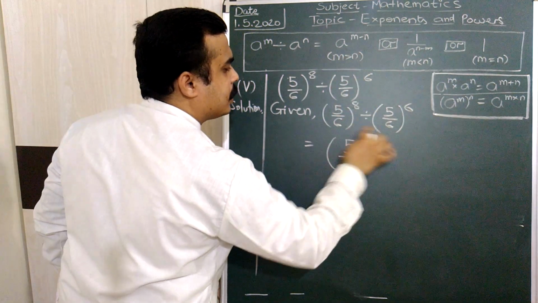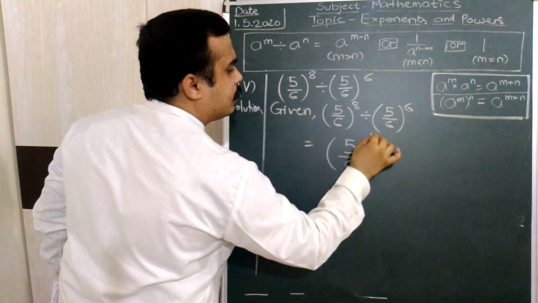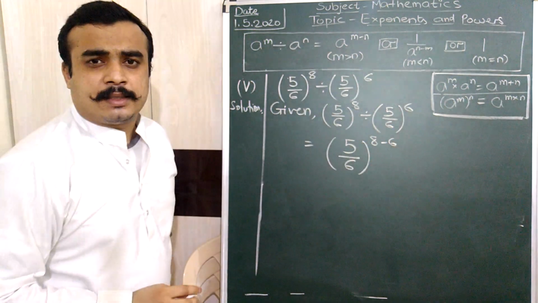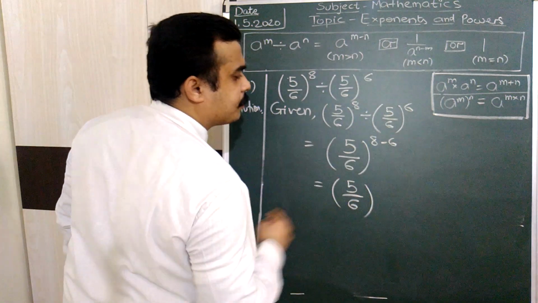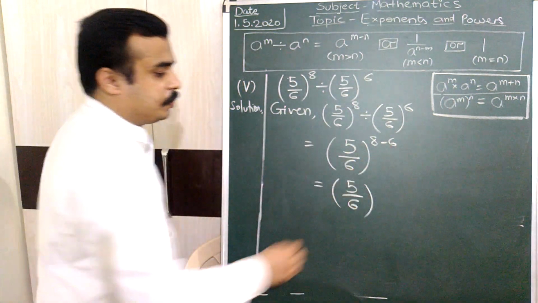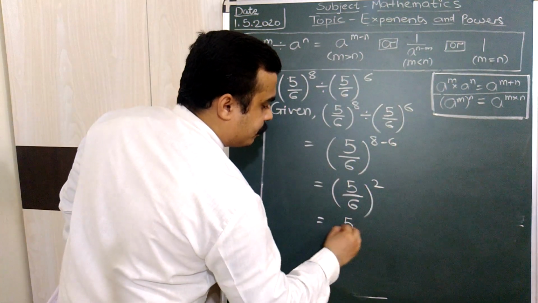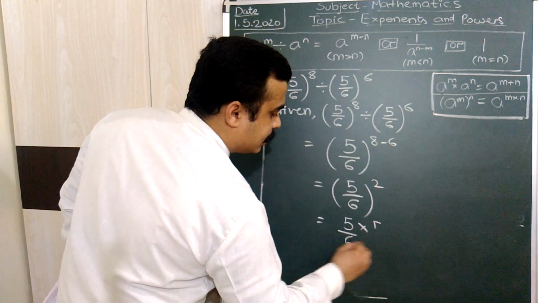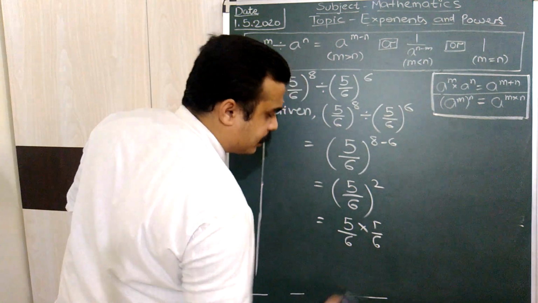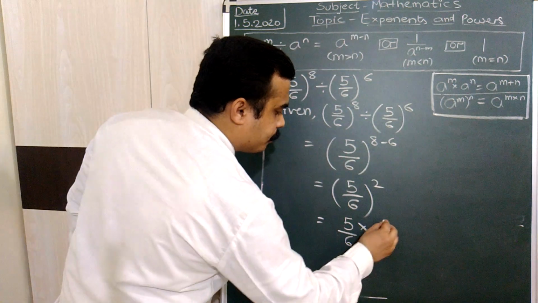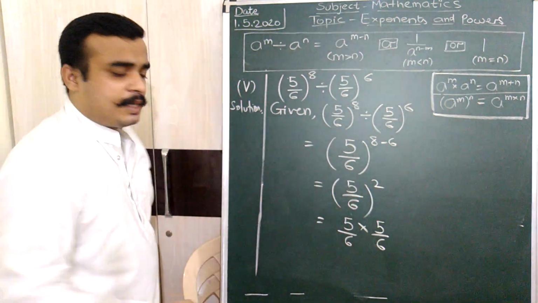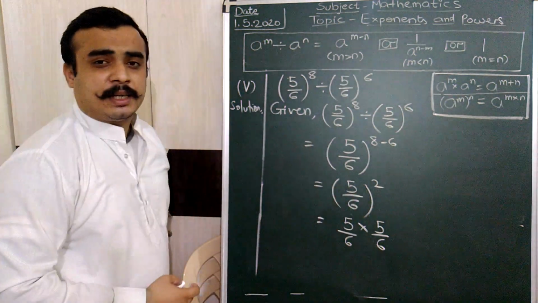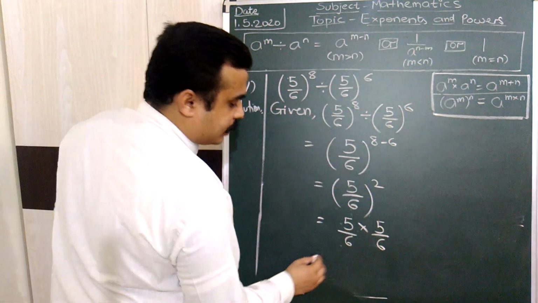That means a common base. Now what about the powers? 8 minus 6 is 2. So we have 5 upon 6 whole raised to the power 2. That means 5 upon 6 for 2 times, 5 upon 6 into 5 upon 6.